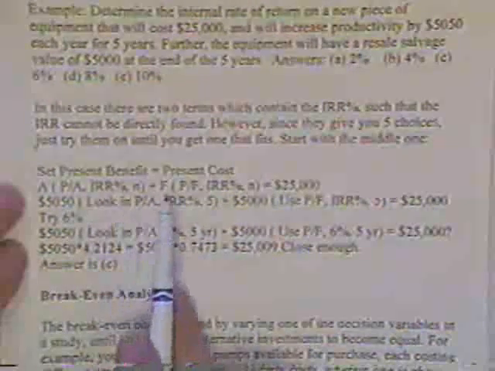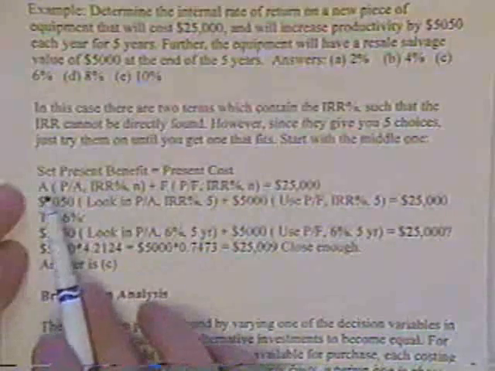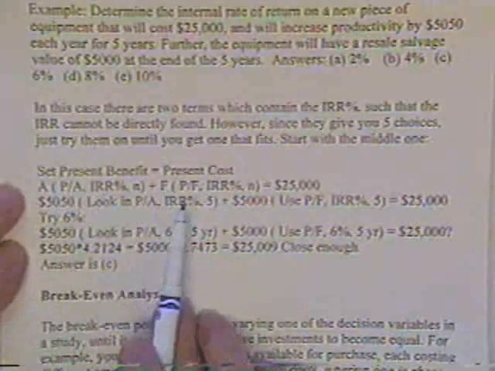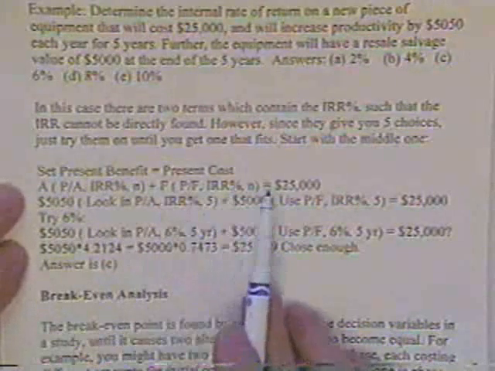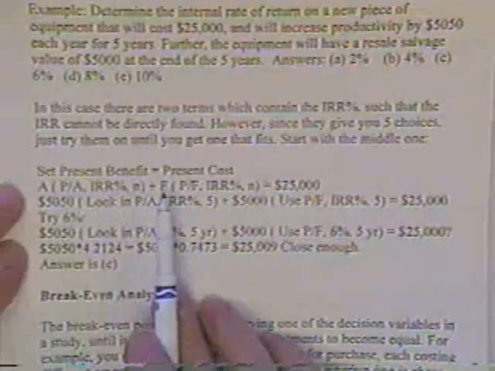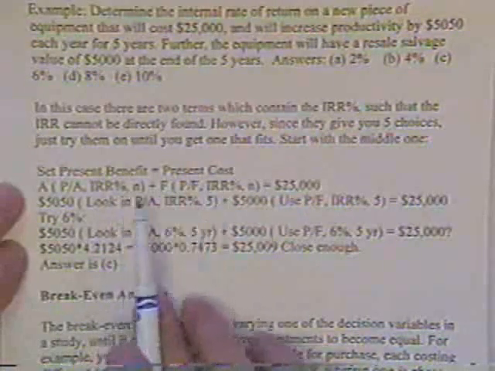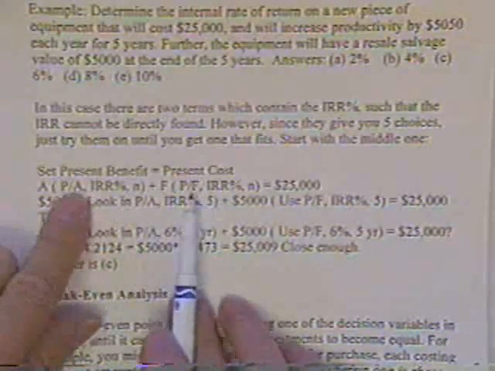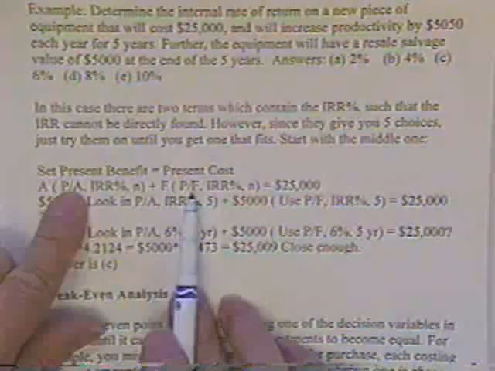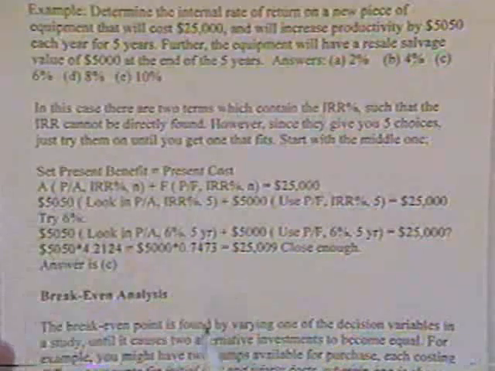Now then, there are 2 terms which have IRR in them. Namely, the present benefit due to the annual increase in productivity of $5,050 times P over A, IRR, equal to the present cost. The benefit is also because you're going to get some $5,000 back at the end of the payment period. And so there are 2 terms that have IRR, and they come from 2 different columns. And therefore, we can't just add them together somehow and find the answer. And so in this case, we're going to have to go to the tables immediately.